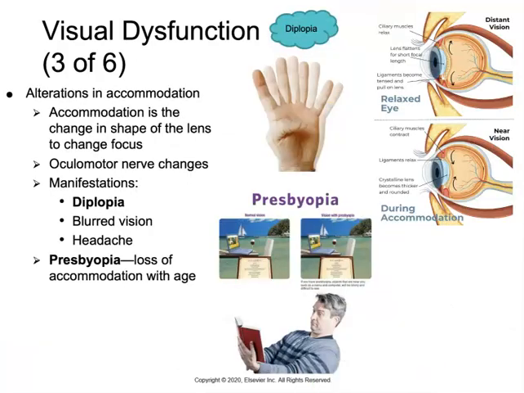And sometimes we can have alterations in accommodation. Accommodation is, again, when we're going to shape that lens in order to focus on things that are far or near to us. We may have some oculomotor nerve changes. Remember, this is the nerve that supplies a lot of our extraocular muscles that we see pictured here. Manifestations would be diplopia, where we are going to almost feel like we're double visioned. And then we have blurred vision and headaches that can result. Presbyopia is when we have a loss of accommodation with age, so we are probably going to need some reading glasses.